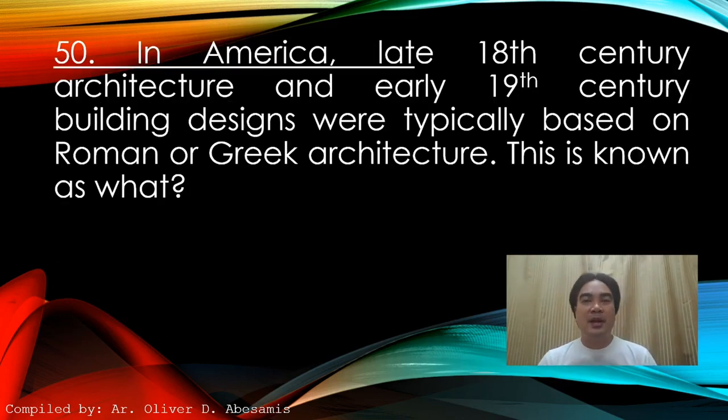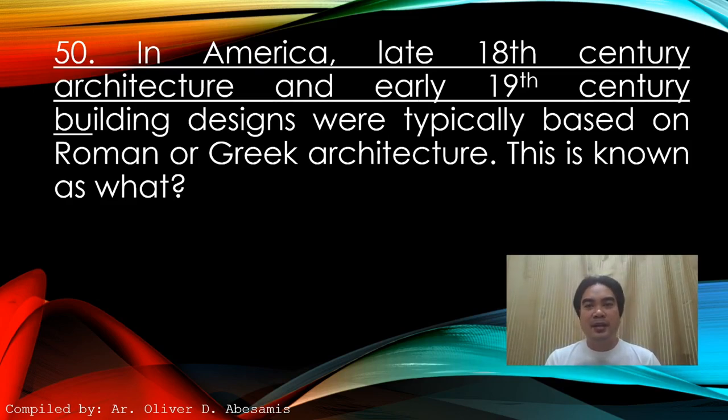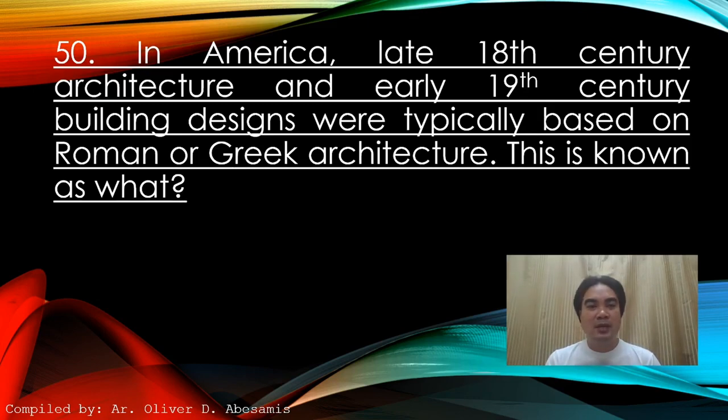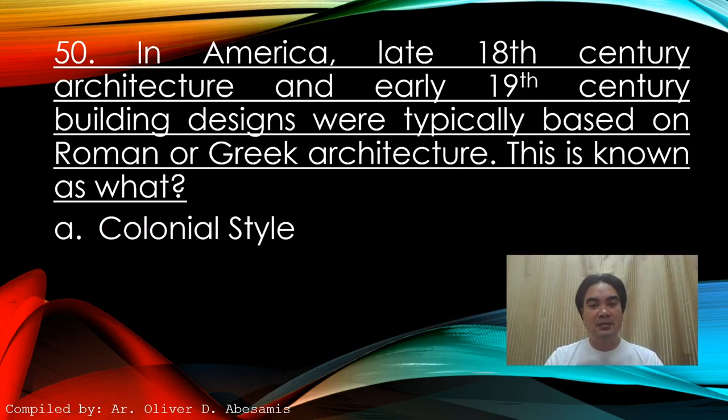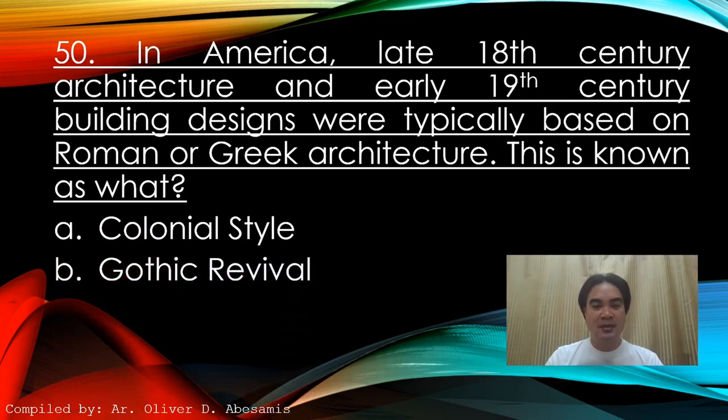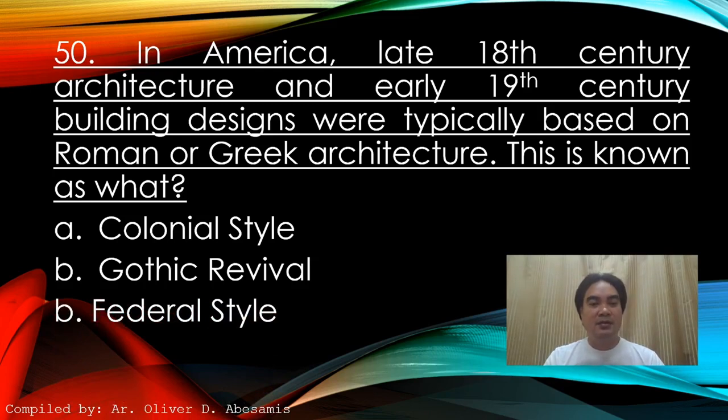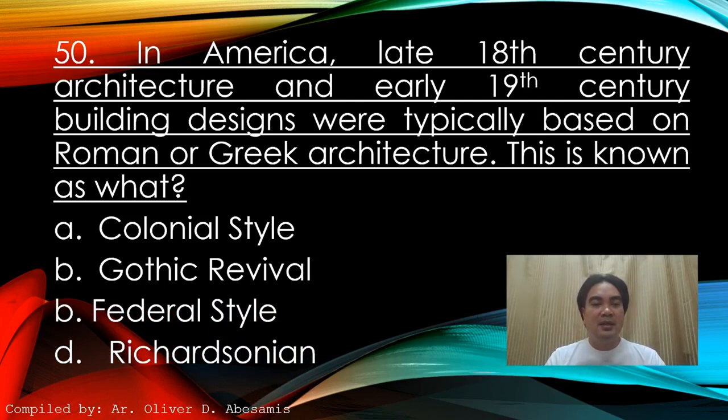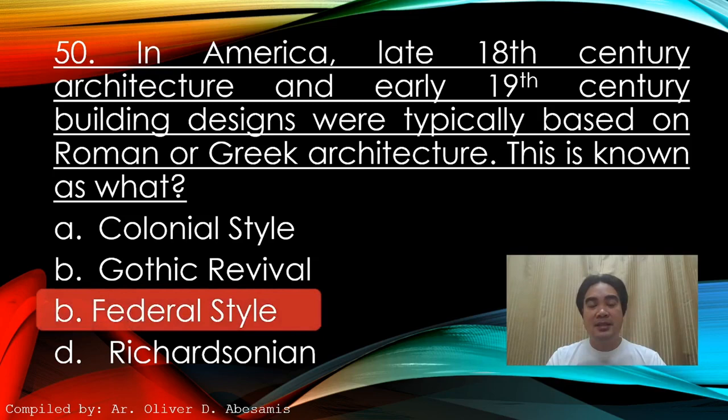50. In America, late 18th century architecture and early 19th century building designs were typically based on Roman or Greek architecture. This is known as what? A. Colonial style. B. Gothic revival. C. Federal style. D. Richardsonian. Answer. B. Federal style.